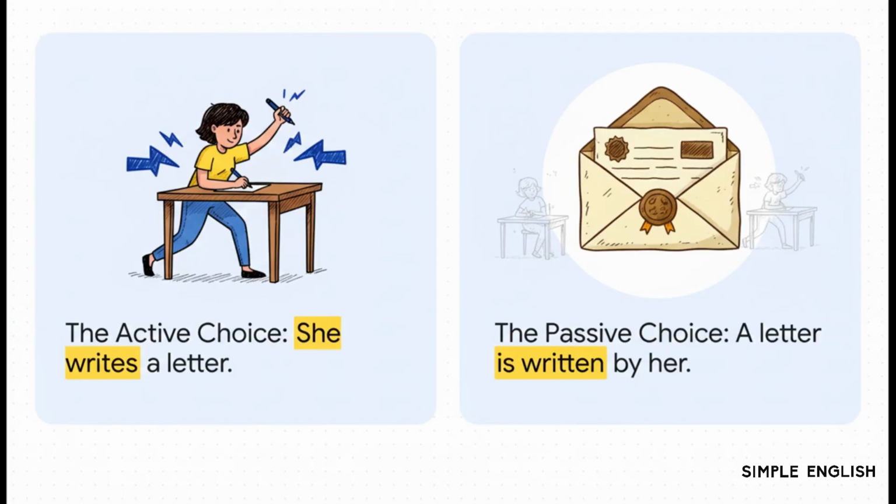Okay, so check this out. We've got two sentences here. First, she writes a letter. Simple enough. And second, a letter is written by her. Now think about it. They're saying the exact same thing, right? But the vibe is totally different. The first one feels direct, kind of punchy. The second one? A bit more formal, a little more distant. That, right there, is the power of choosing your voice.